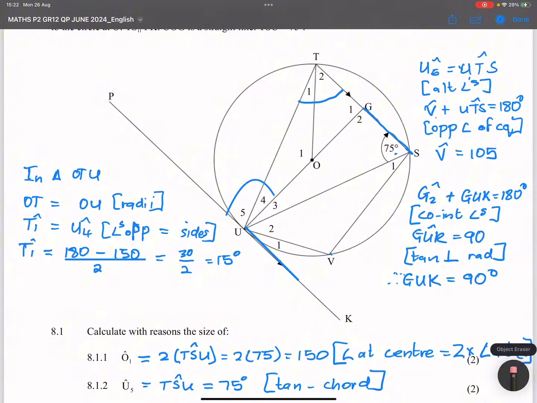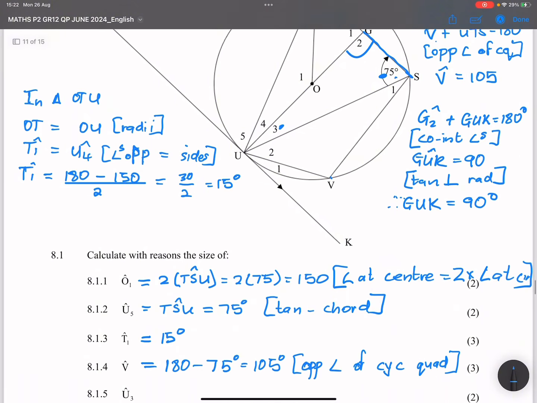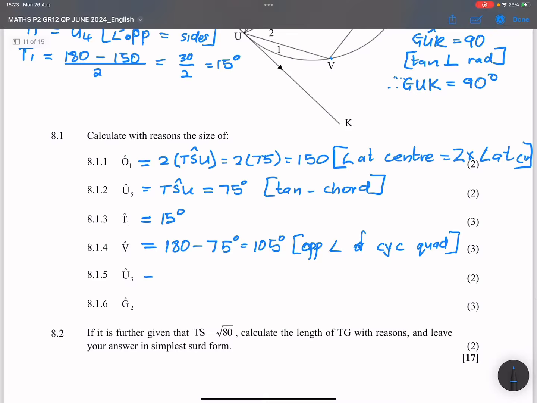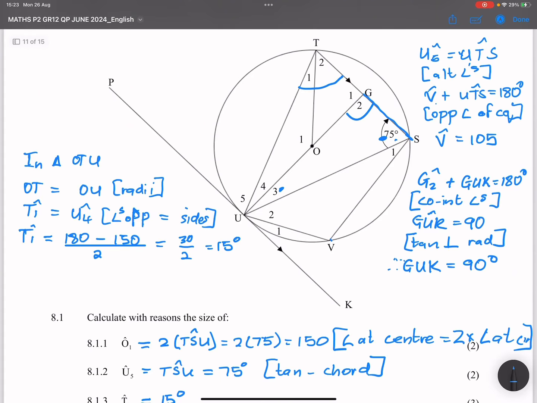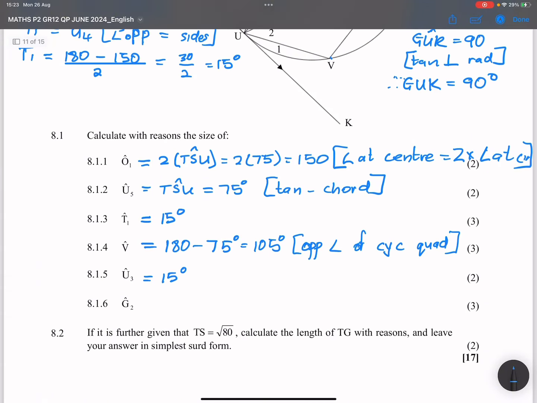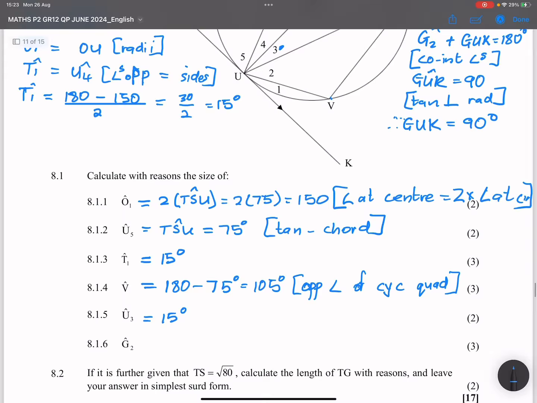Now, if you notice there, ladies and gents, okay, so I already know that this is 90 degrees. This is 75. So what does that make this angle here? That would be 15 degrees. Okay. So that means that U3 is also equal to 15 degrees. I'm sure you guys could find other ways of expressing that angle, right? Please do say it in the comments if you've got another way. So that's equal to 15.